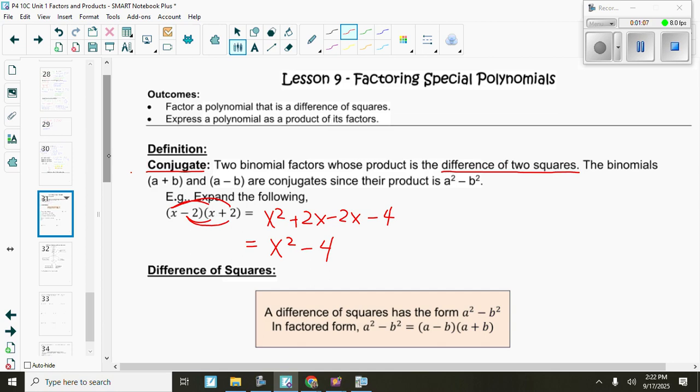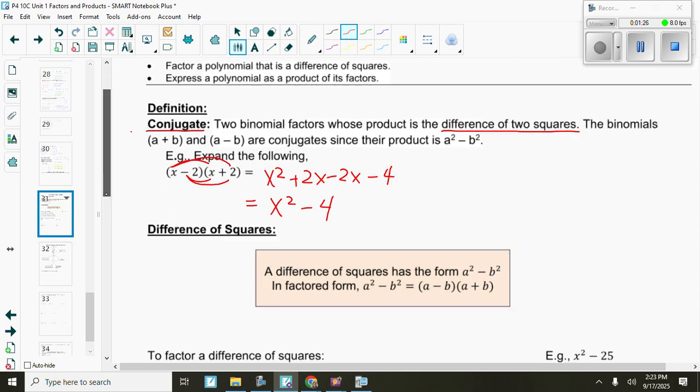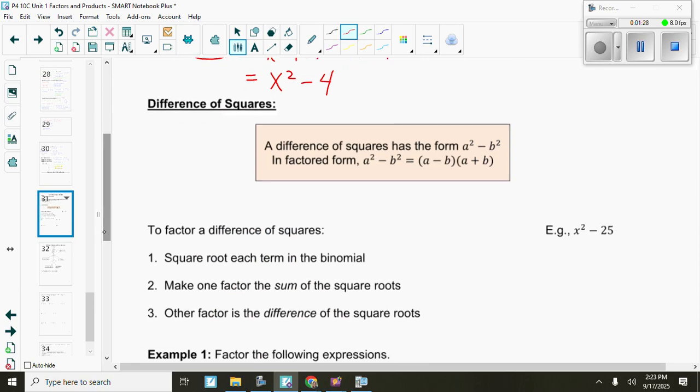So what we're going to be doing, this is us expanding and getting to our difference of squares. Now we want to undo that. We want to go the other way. I'm going to give you a difference of squares, and I want you to tell me what the conjugates are. So here, a difference of squares.